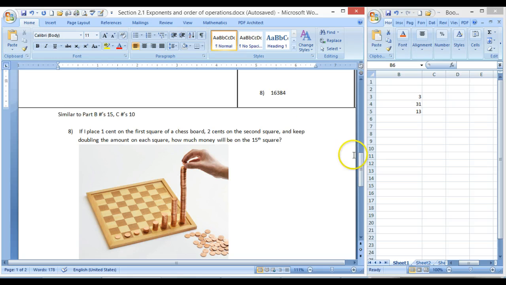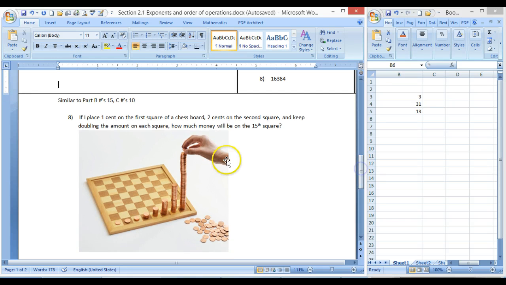Let's get rid of that. There we go. Okay, so part 8, our 8 is similar to part B, number 15, and C, number 10. So we could go ahead and do this by hand and just write it out for every single one of these, or we can do exponents. But we have to figure out the pattern first.